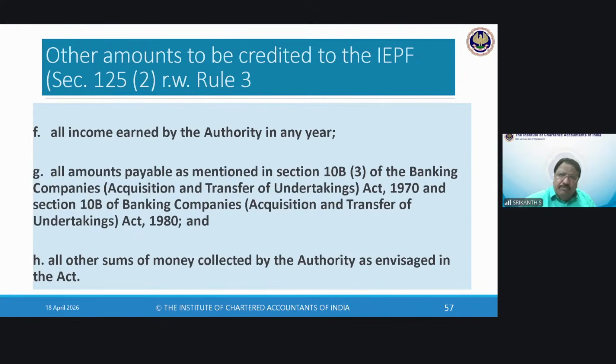Okay, all income will be credited. All amounts payable under the Banking Companies Act also will be transferred. All other sums of money collected by the authority as envisaged in the Act. See, whenever there is a banking acquisition and there are some deposits which are not being claimed, etc., that will be transferred again. That's under the Banking Regulation Act, especially for banks. Okay.